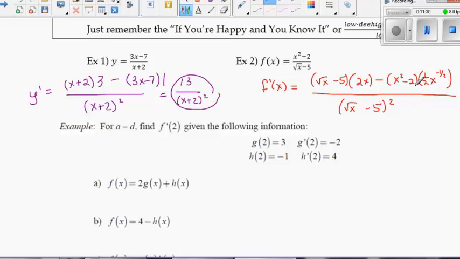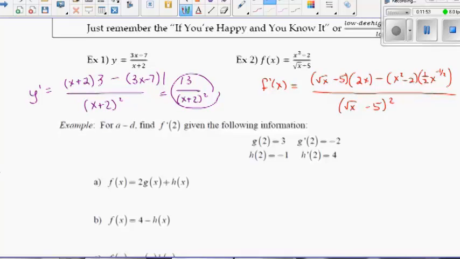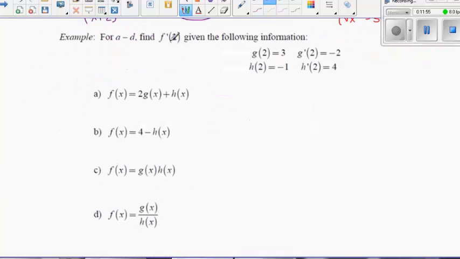My rule for simplifying is this: when you're doing work out of the book, make sure that yours matches the back. So if that means you have to simplify, go for it. If that means you can look at yours and know that they're the same, fine, don't simplify. And when it comes to a test, you only need to simplify if it's a multiple choice, because if you get this and this isn't an answer, simplify it down until you can match it up with one of the choices. Okay? So now, down here, we are given all this information, and they want us to find f prime of 2.